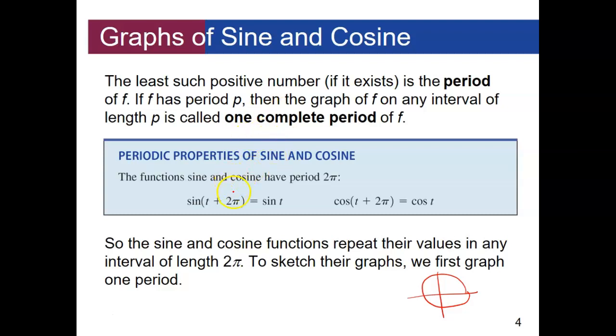And we can express that mathematically by saying that sine of t plus 2 pi is going to be exactly the same as sine of t. So there's no difference when we shift it to the left 2 pi units, which is what this effectively does. You're going to end up back at the same place because it has a period of 2 pi.